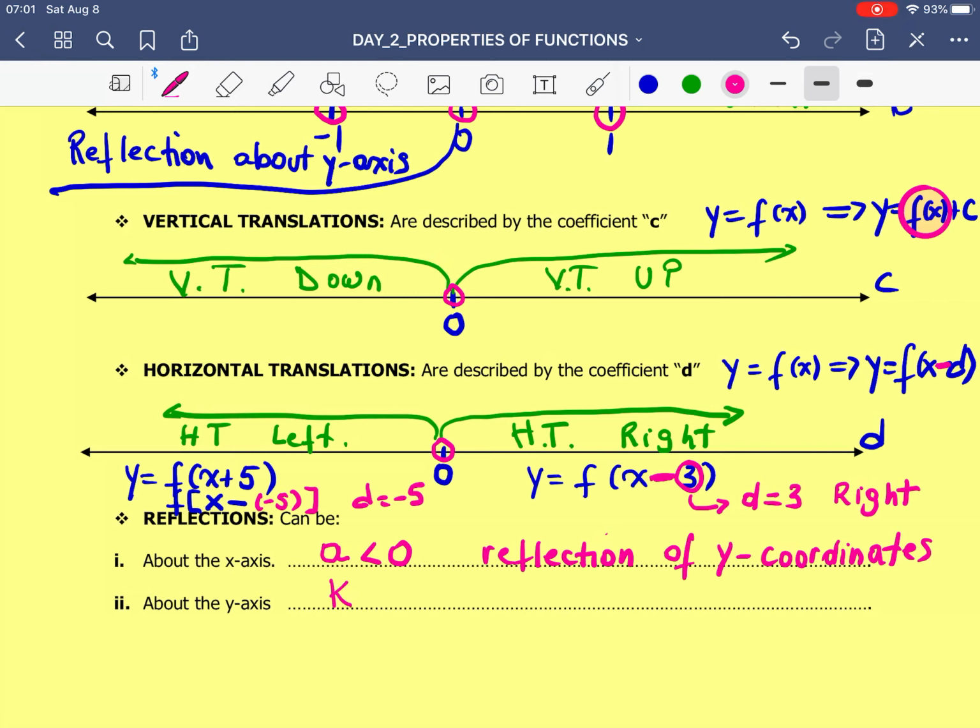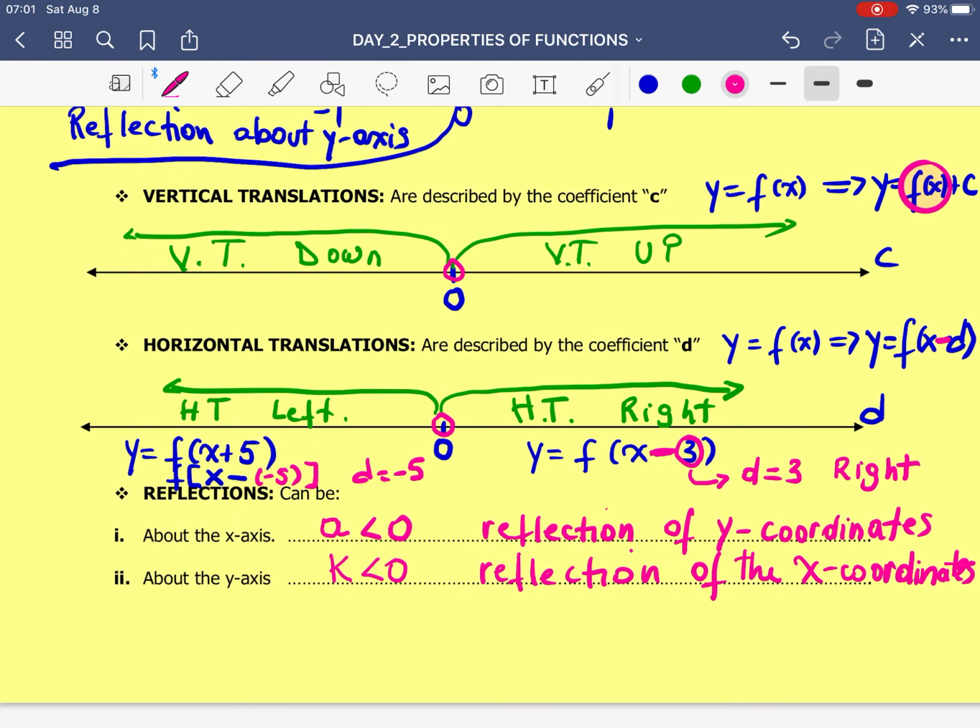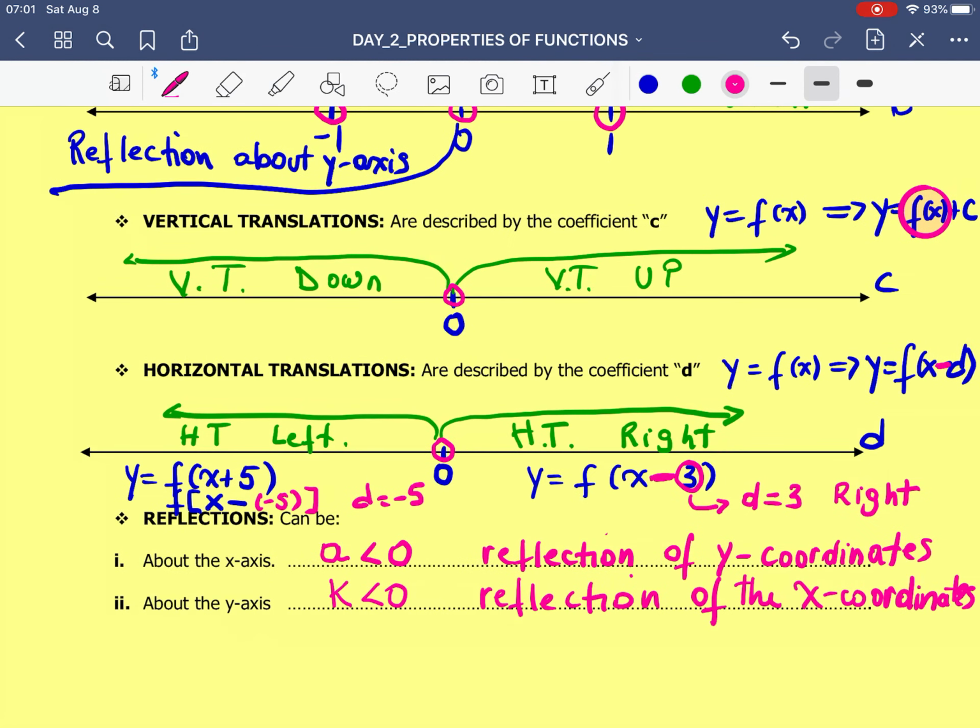The reflection will be about the y-axis when k is negative. We also call this a reflection of the x coordinates. Okay, so this is all about the transformations of functions. And I'm going to just make up an example in here to consolidate our understanding.